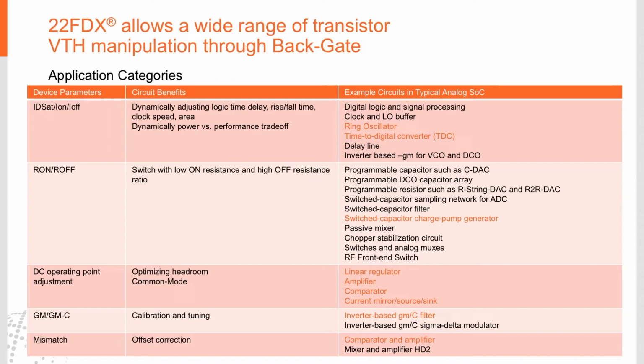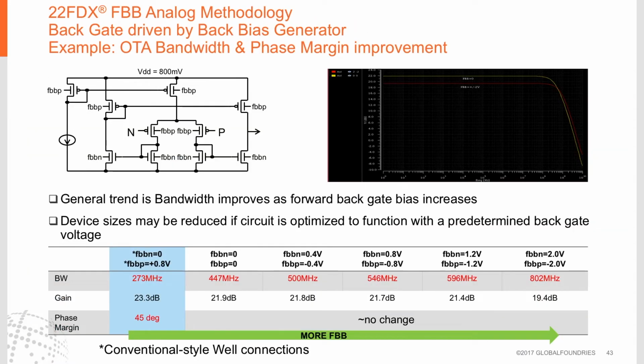Device parameters such as current, resistance, and DC operating point adjustment and mismatch can be adjusted using either forward or reverse backgate applications. And this shows examples of some of the circuit benefits and various circuits that are associated with these parameters. For example, in the case of a switch, you can control the R on or the R off of the switch for either high or low resistance, depending which parameter is important. And any circuits using such switches, like capacitor arrays, switch capacitor filters, mixers, etc. would benefit from this.